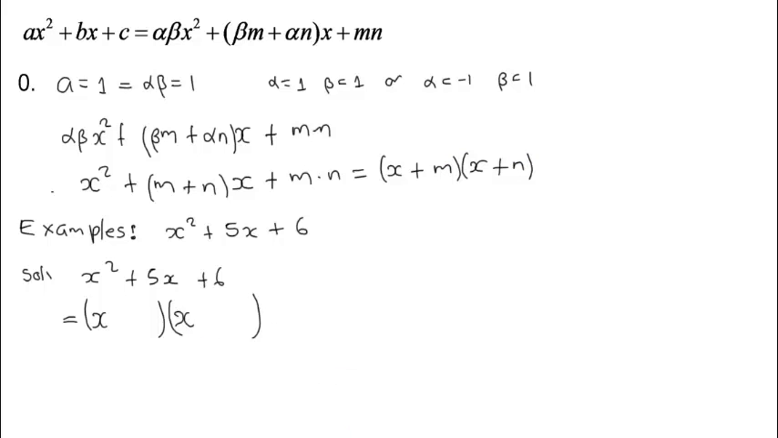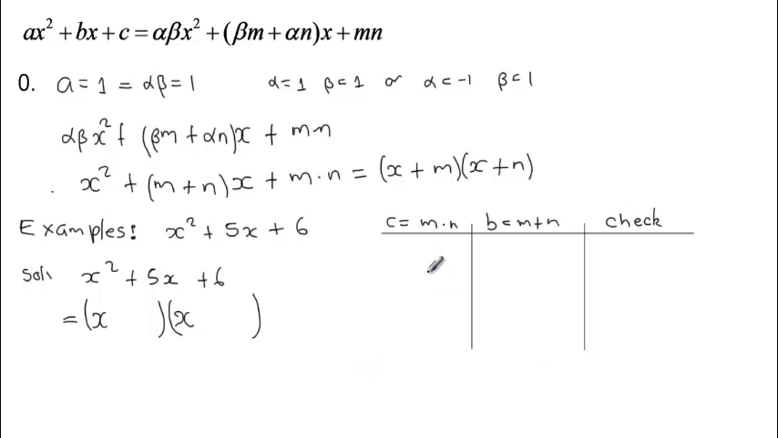Now, for organization, I'm going to draw a table. Now, our table is as follows. We've got a column for C, for B, and a column for checking. What is C? C is given here as 6, positive 6, and our B, we're going to put it in brackets here as 5. We're going to use it for checking. In this case, we need to break 6 into all possible factors. In this case, like 1 times 6.